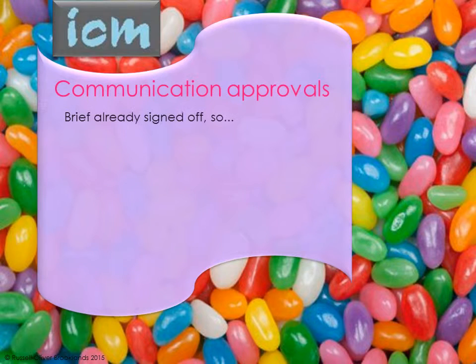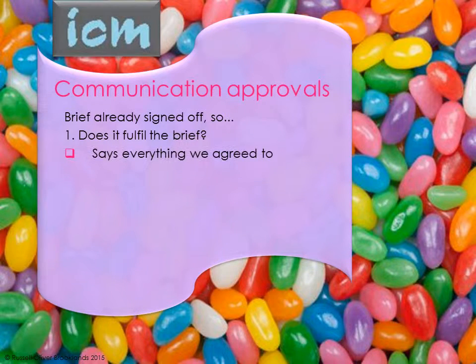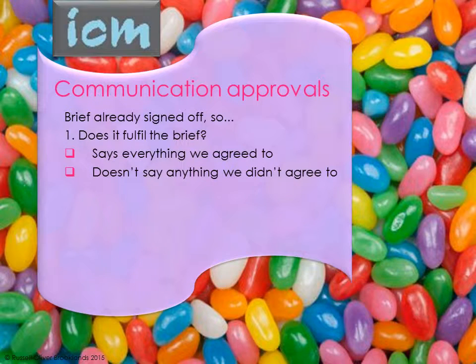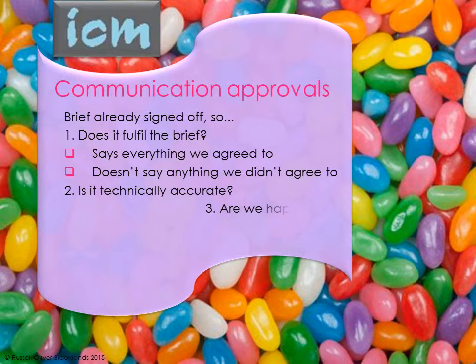With the brief already signed off, there are only 3 things the approval groups need to concern themselves with. Firstly, does the communication fulfill the brief? In other words, it says everything we agreed to and nothing we didn't agree to. Tick. Excellent. Secondly, is it technically accurate? Are all the facts and figures correct? And finally, is everybody happy with the style?